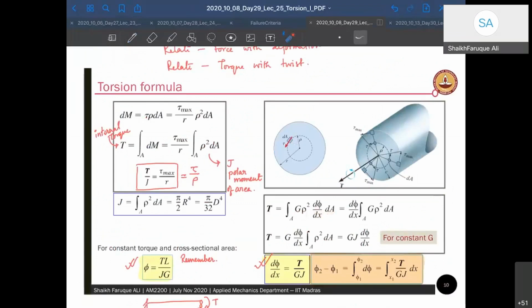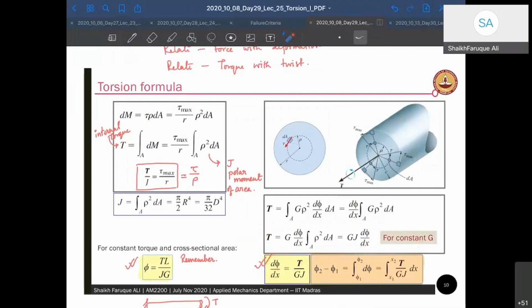Once I replace that, I can understand that d phi by dx is a constant. For a given torque, d phi by dx is a constant because that's the gamma strain. So that is not a function of area, so it comes out of the integral, and then you can do the integral, right? This G will also come out, so with rho squared it becomes GJ d phi by dx. This is for constant J. This is your torque-twist relation. So that's how you write it. d phi by dx is equal to T by GJ.